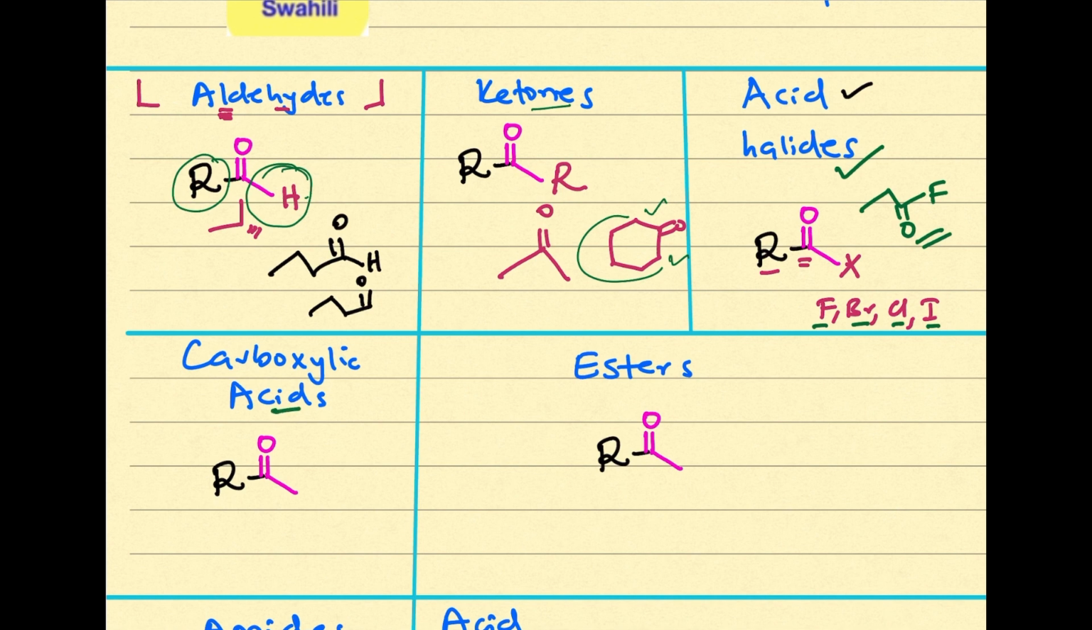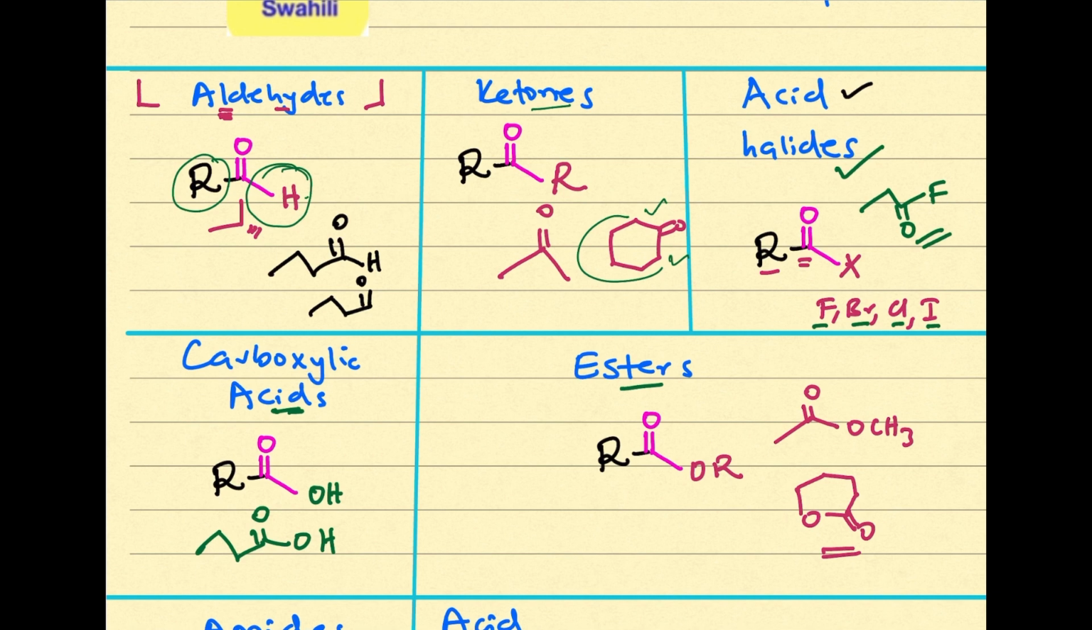Carboxylic acids. These ones have an OH at that position. So an example would be something like that, OH. Esters have an OR at that position. So an example of that would be something like this, OCH3. You could also have cyclic esters. So this would be a cyclic ester.